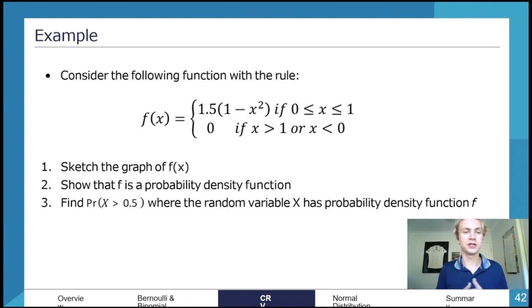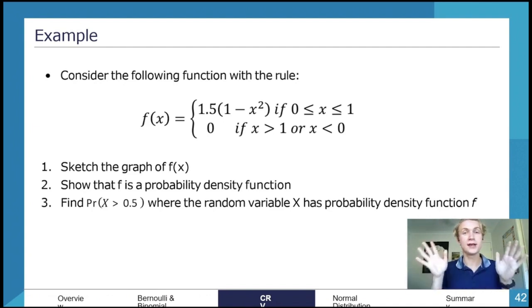And its function is: f of x equals 1.5 times (1 take x squared) if x is between 0 and 1. But if x is greater than 1, it's going to be 0. So the probability is going to be 0. When I say f of x, I'm talking about the probability there. So question 1 is asking you to sketch the graph of f of x. Next, it's asking you to show that f is a probability density function.